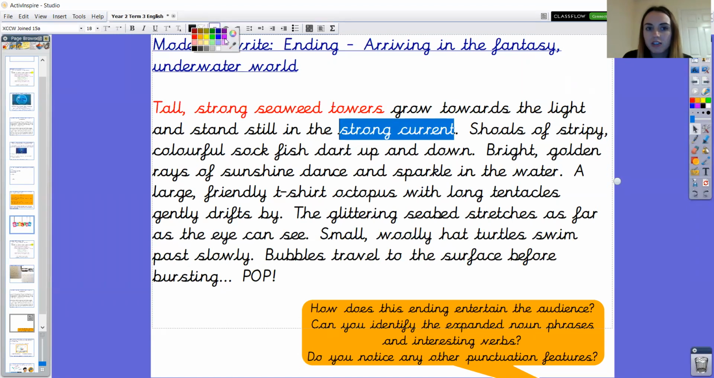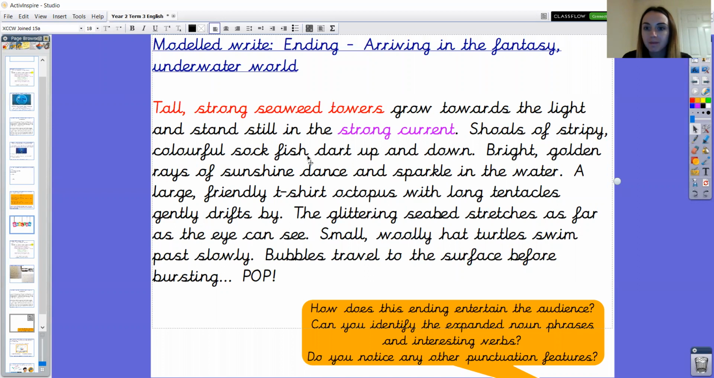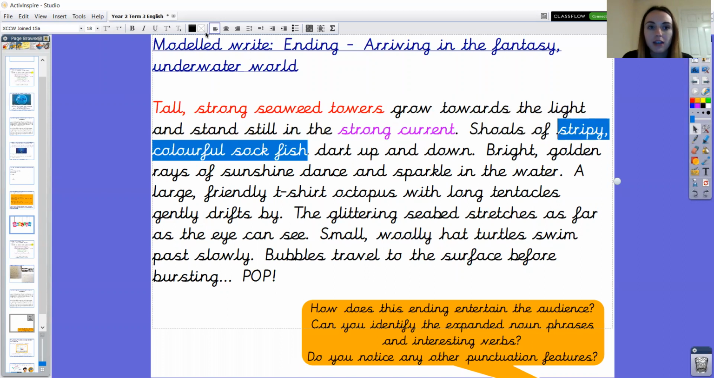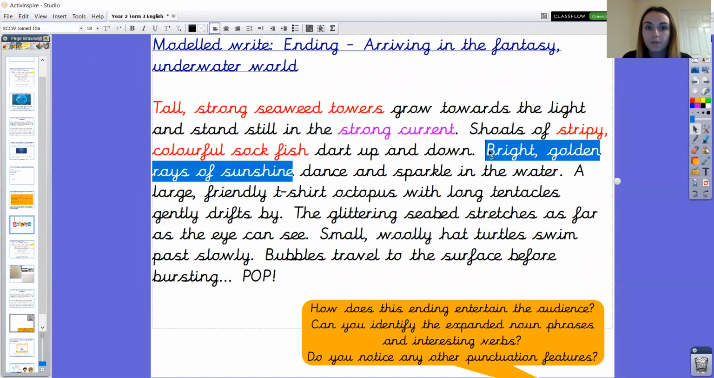However, there's only one adjective before the noun, so I'm going to put it in a different colour so that we can really clearly see the difference. Shoals of stripy, colourful sockfish dart up and down. So again, we've got another expanded noun phrase as there's more than one adjective before the noun, as we have stripy and colourful sockfish. Okay, next sentence, bright golden rays of sunshine dance and sparkle in the water. So rays of sunshine is the noun, and the two adjectives that have been used to describe the rays of sunshine are bright and golden.